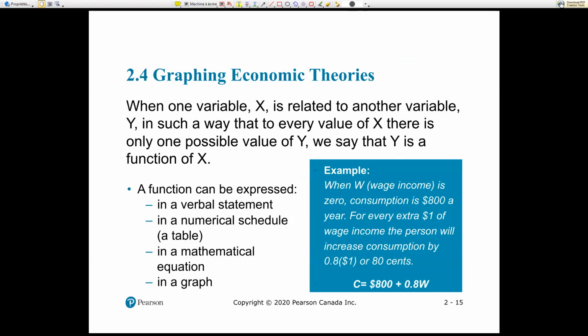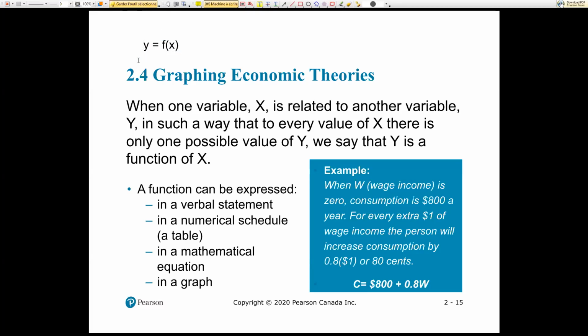Graphing economic theories. So I just alluded to a way of doing this, using a cross-sectional scatter plot. If one variable x is related to another variable y in such a way that for every value of x there's only one value of y, then we see that y is a function of x. We write this mathematically as y equals f of x. That's usually the way we write a function in mathematics. So for each value of x, there's only one value of y.